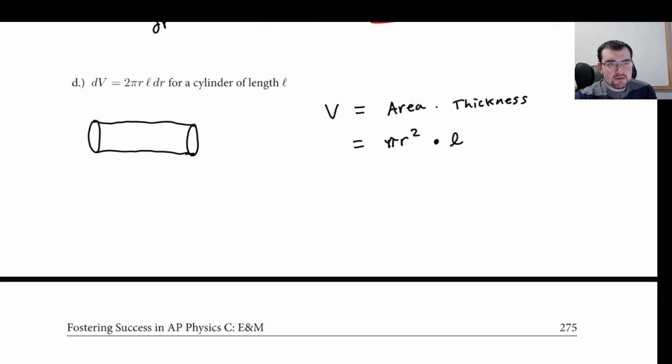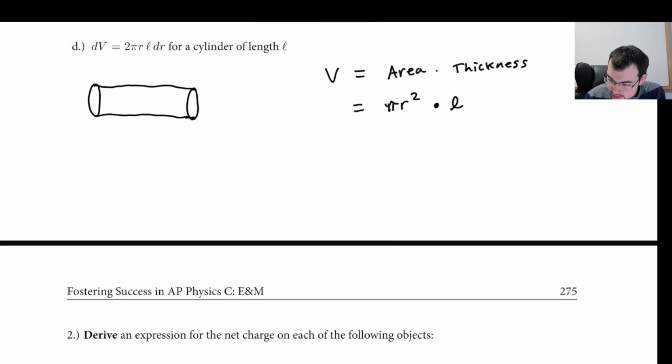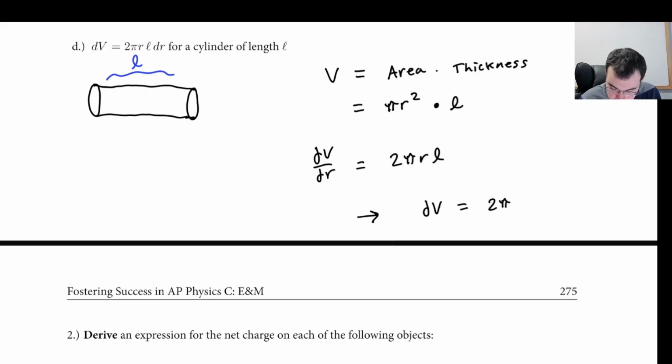So that's why we get the volume of a cylinder is just pi r squared L, where L is like the barrel length, and r is, of course, the radius. So we can see that dV dr is just going to be 2 pi r L. So dV is 2 pi r L dr.